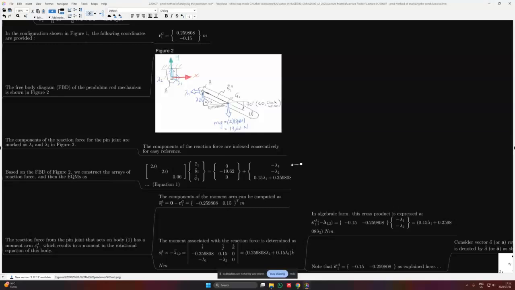So remember now, for the pendulum rod, lambda 1 and lambda 2 are acting to the left and downward respectively. So in my global coordinate system, that is essentially negative values. So negative lambda 1 and minus lambda 2 as well. Now, if I look at the final entry that I have over here, which is simply the net moment acting on the system, I'm going to take it about the center of mass.